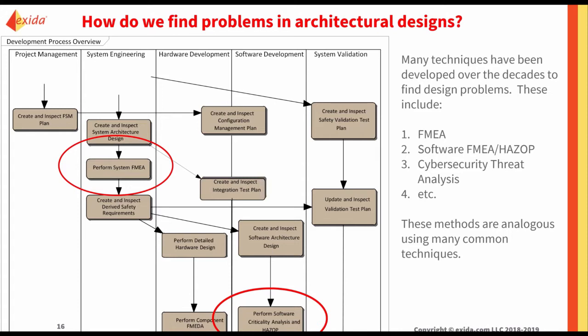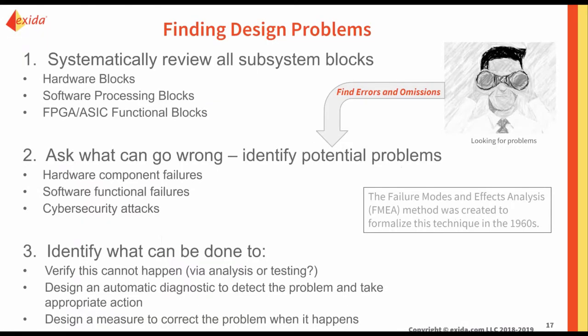Many techniques have been developed over the decades to find design problems. These include the classic FMEA, failure mode and effects analysis, the more recent software FMEA, or software HAZOP, and lately even the concept of cybersecurity threat analysis is a similar type of error checking, problem-finding procedure. The fundamental steps are pretty easy to understand.